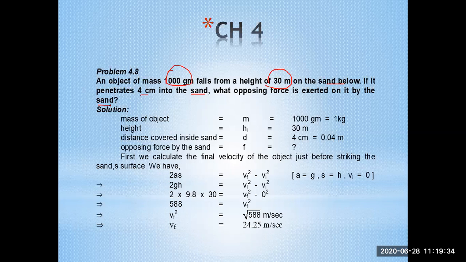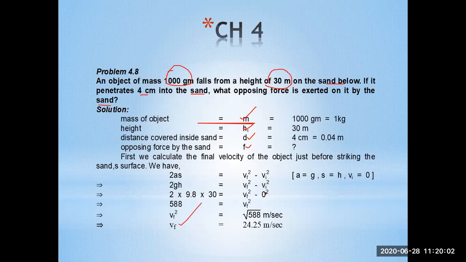So for this, first of all, you have to draw the data. That is, mass is given, height is given, then the distance is also given up to which it is moving. The opposing force by friction, F, is asked. This is the force of friction which is required. First of all, what we need is to calculate the velocity with which it will hit the ground.